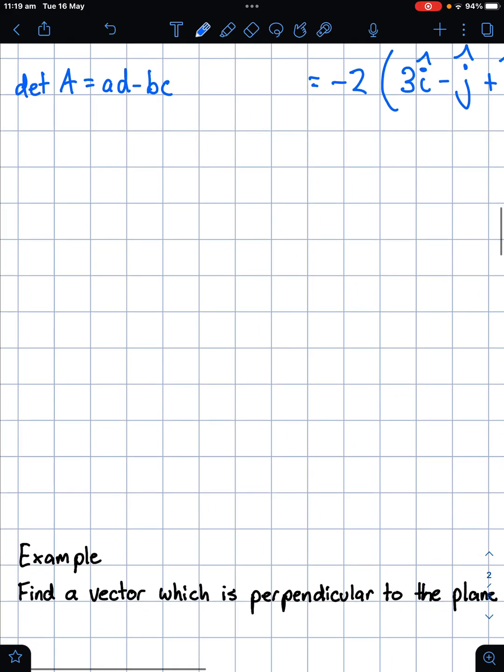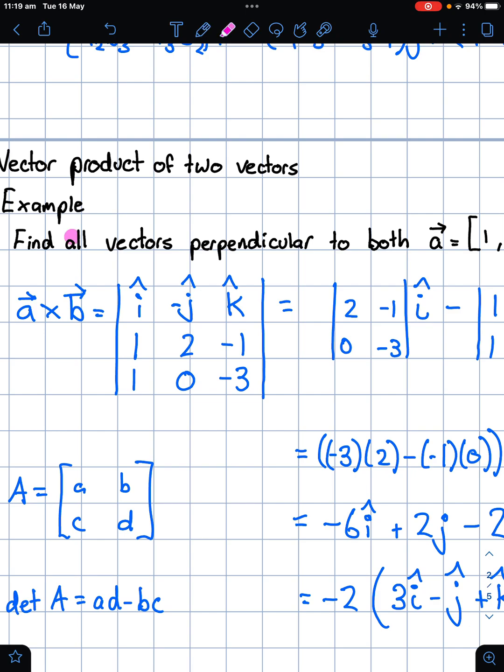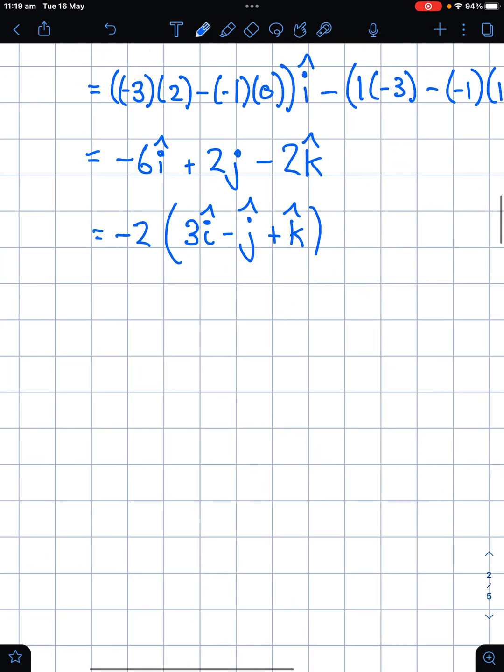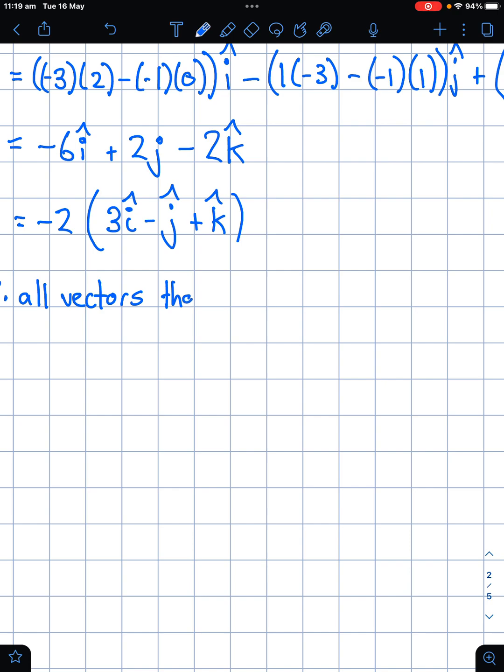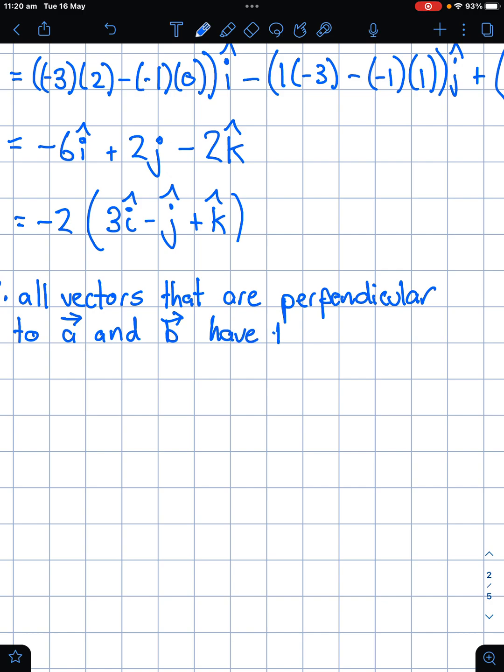So now the key to this question here is it says find all vectors. We found a vector. So therefore, to find all vectors that are perpendicular to A and B have the form K.